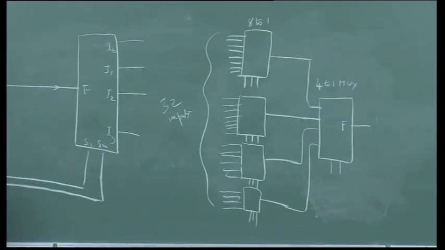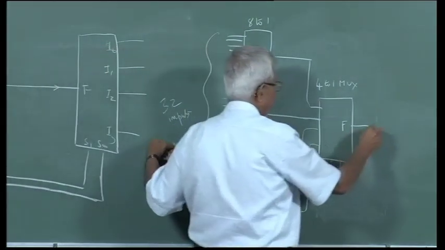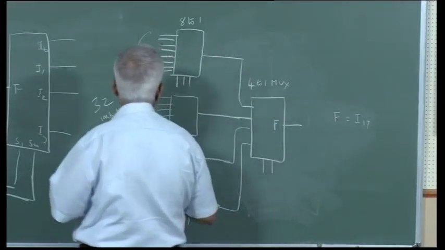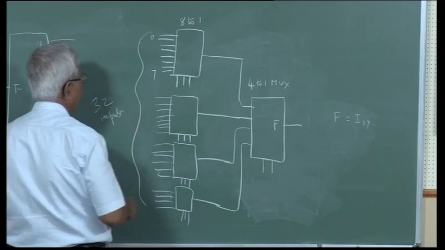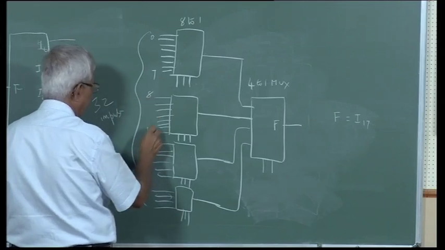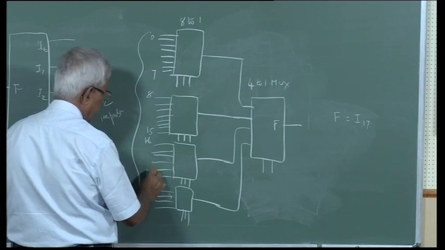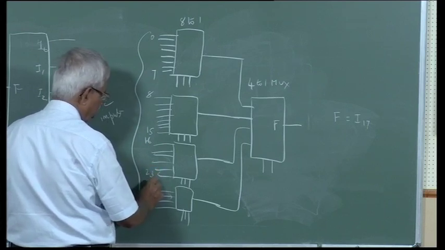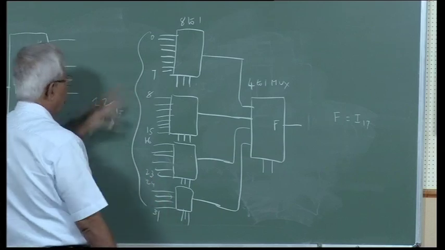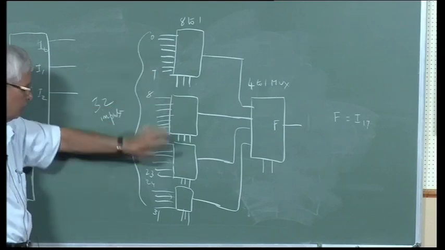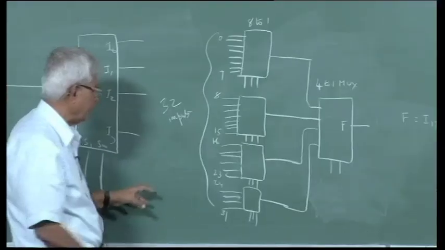Suppose I want input number 17. F should be I17. I want input 17 to be the output. This is input 0 to 7. This is input 8 to 15. This is input 16 to 23. This will be 24 to 31. 0 to 31 is 32. 32 inputs divided as 8, 8, 8, 8. Input 17 is this.